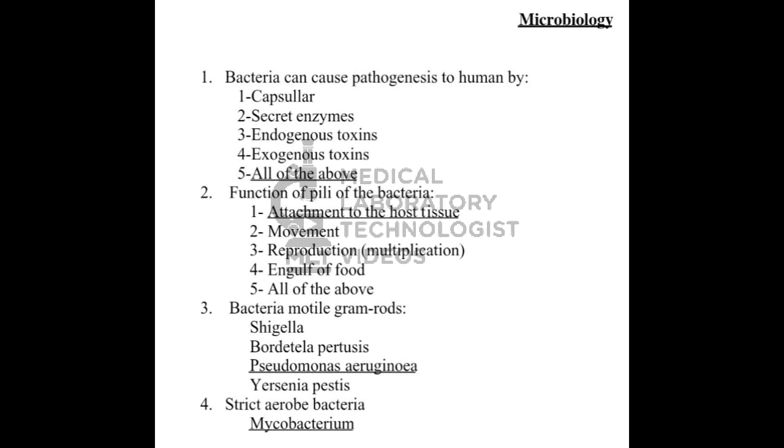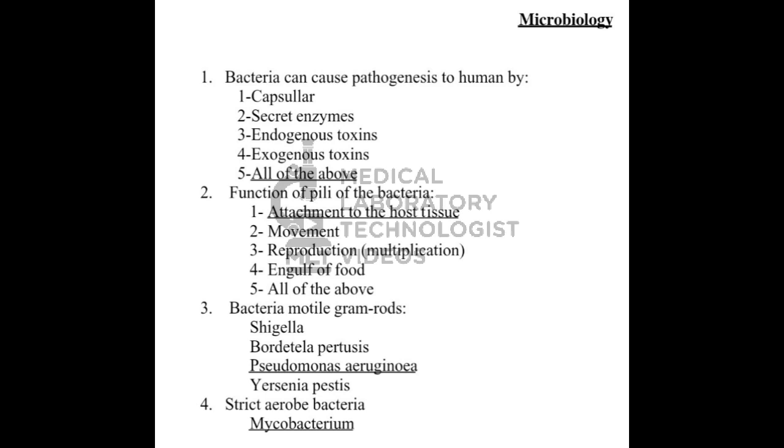Next question: which bacterium is a motile gram negative rod? Options are Shigella, Bordetella, Pseudomonas aeruginosa and Yersinia pestis, and the answer is Pseudomonas aeruginosa is a motile gram negative rod.